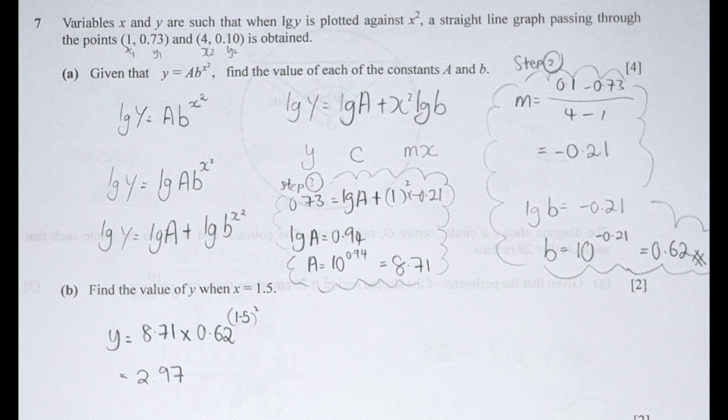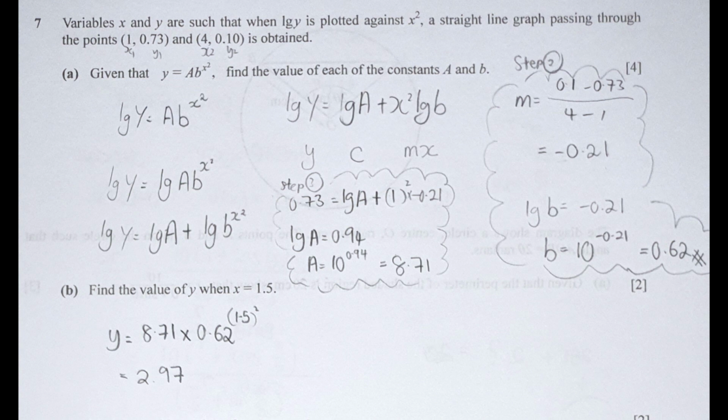With this being said, we can now calculate step 3, which is our a here. So I bring in the y and x value. Let's say I selected x1 and y1. So 0.73 equals log a plus 1 squared multiplied with negative 0.21. This negative 0.21 is actually our log b that we identified earlier. By running the calculation, you will get log a equals 0.94. a will be 10 to the power of 0.94. So your final result is 8.71.